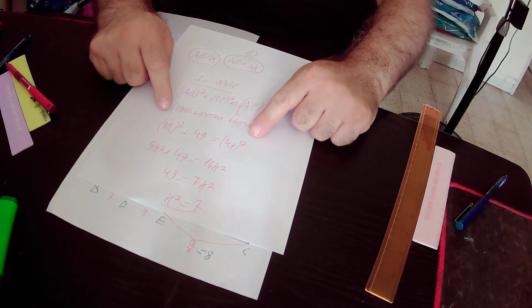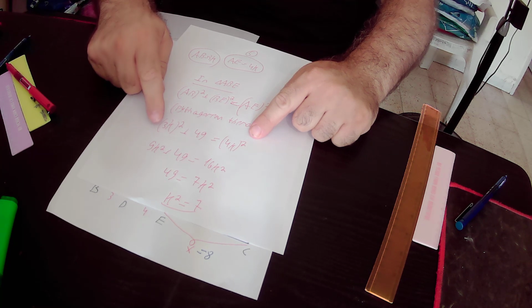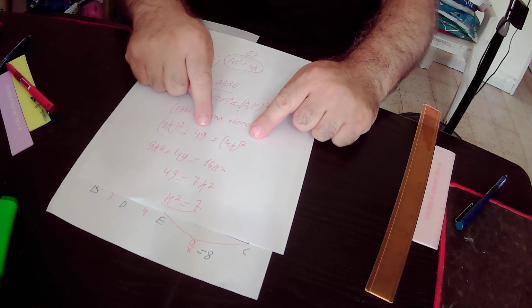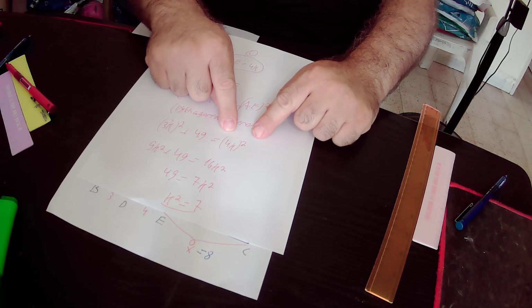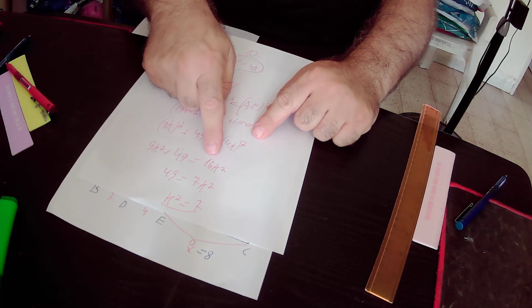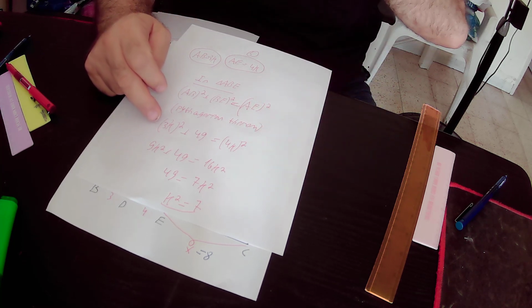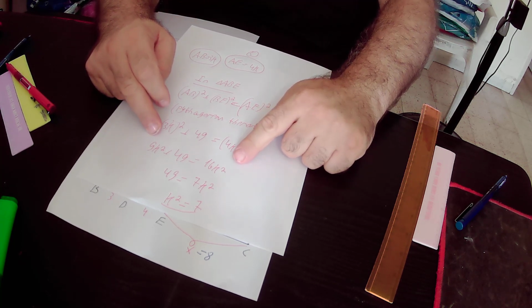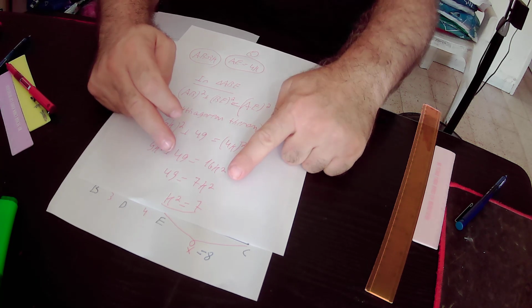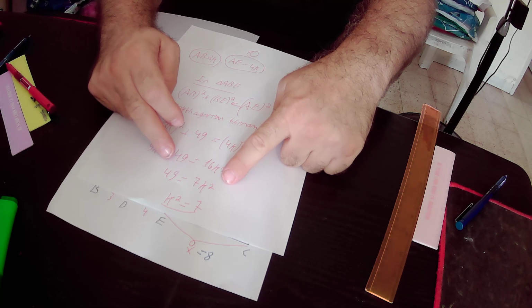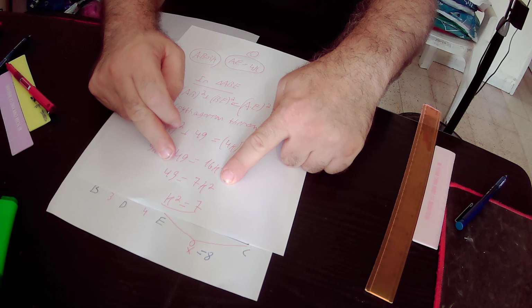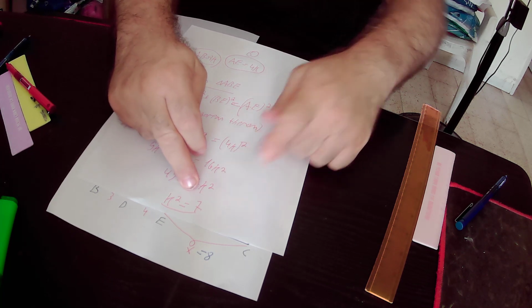So here we have 3K squared, which is actually 9K squared, plus 49 equals 4K squared, which is 16K squared. From this equality, we subtracted 9K squared, and we got that 49 equals 7K squared. We divided this equality by 7, and we got that K squared, 49 over 7 is 7, K squared equals 7.